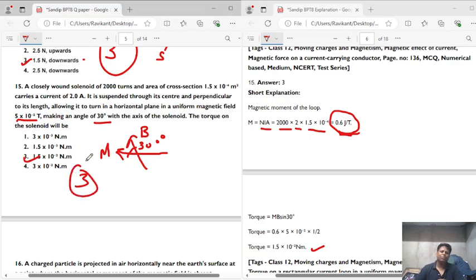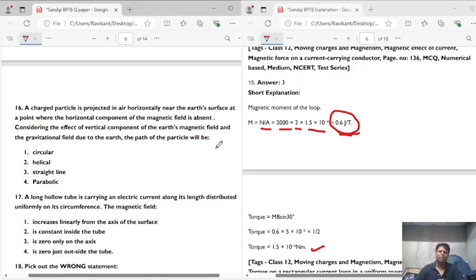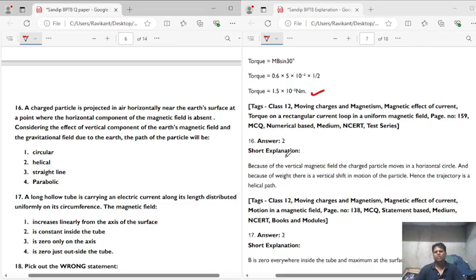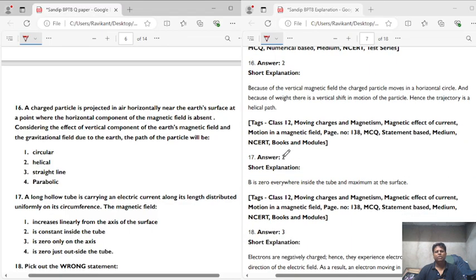These are directly formula based questions. If you remember the formula and you know how to apply the values, it can be done very easily. So let's get into question number 16.